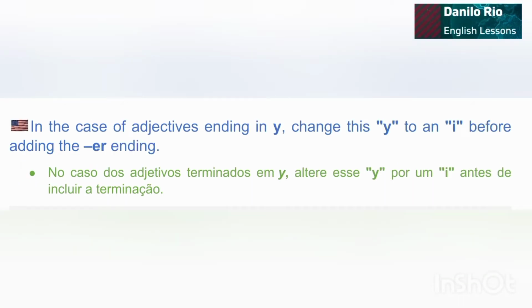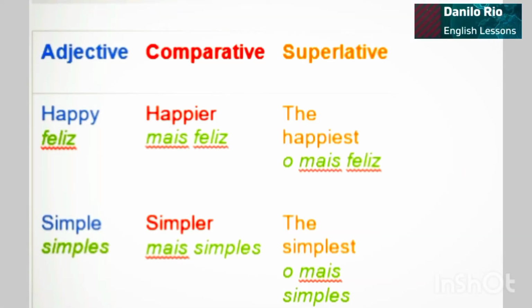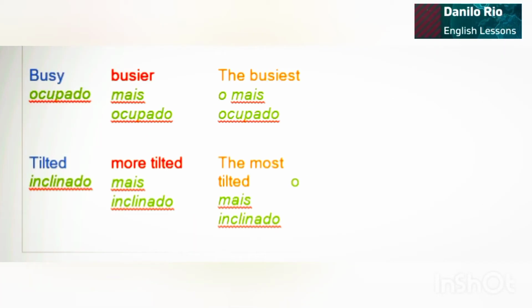In the case of adjectives ending in y, change this y to an i before adding the er ending. Happy, happier, the happiest. Simple, simpler, the simplest. Busy, busier, the busiest. Tilted, more tilted, the most tilted.